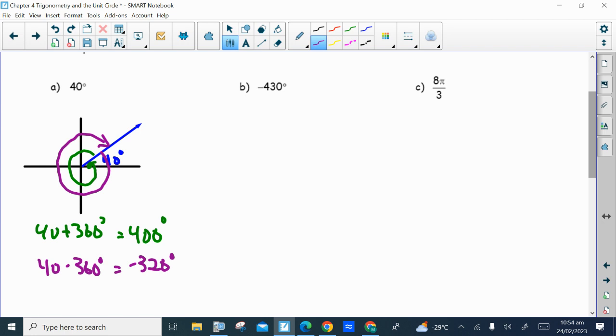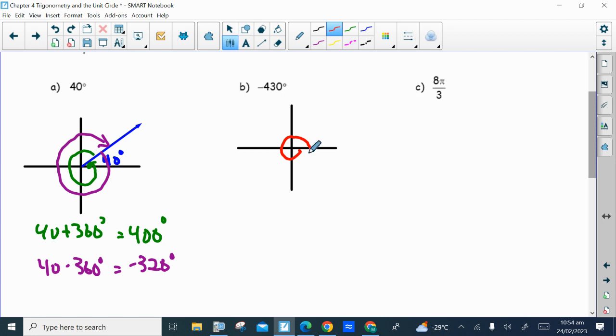Okay, so the next one, we need to start with a rotation angle of negative 430 degrees. That means we're going clockwise 430 degrees. So we're going to go one complete revolution, which would be negative 360, and then we're going to go past that. So that shows a rotation angle of negative 360.